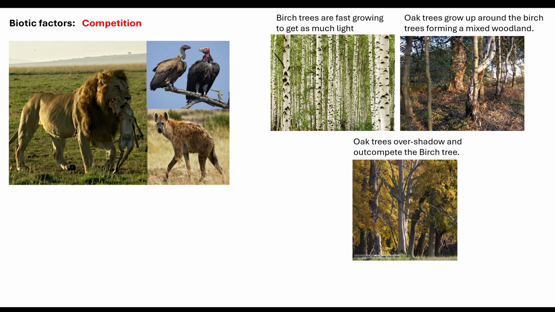So inter-specific competition, for example, my birch trees and my oak trees, they are different species, and therefore that is inter-specific competition. If we're talking about oak trees competing within the same species, that's intra-specific competition. So what you can end up with is different types of forests depending on who is the better competitor.